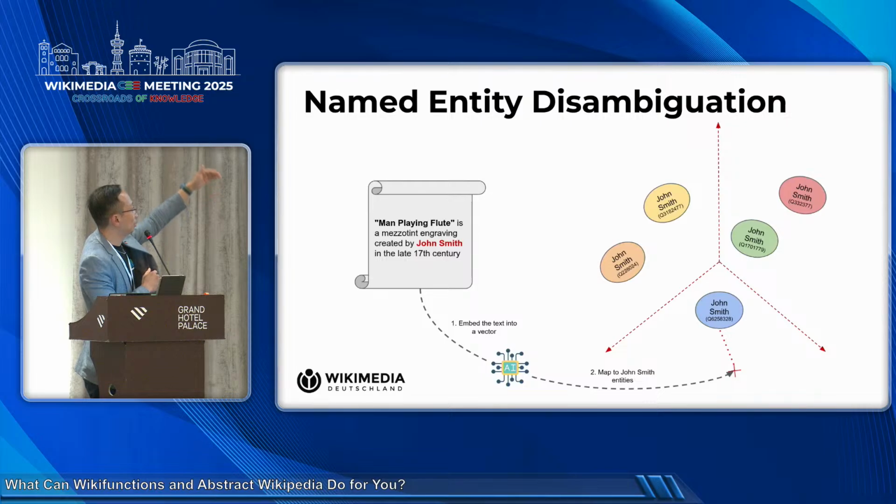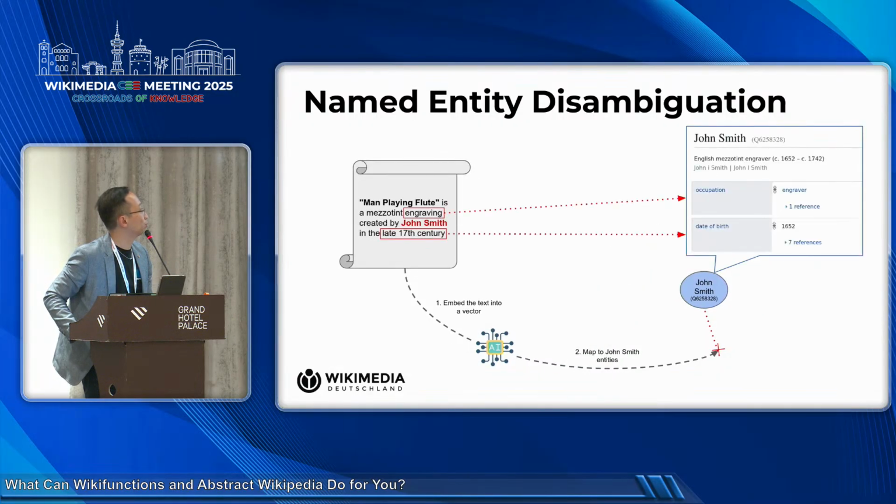So the process is that we embed the text into a vector, and then it goes into the vector database, and we can see the respective or relevant John Smith item in the response.